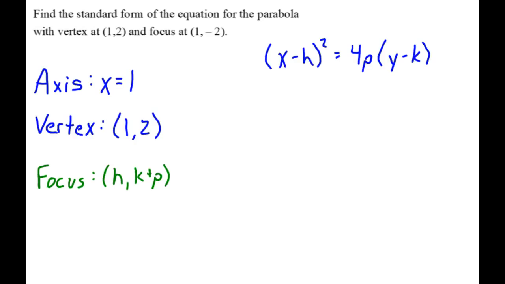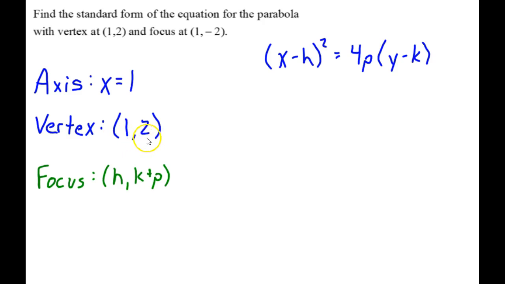Last example, we want to find the standard form of the equation for the parabola with the vertex at (1, 2) and the focus at (1, negative 2). Some of the information we know in this problem, obviously we're given the vertex and the focus, but when looking at them, I noticed that my x values are both 1. So from that information, I know the axis must be x equals 1. If those two x coordinates are the same, the axis has to go through the vertex and the focus, so the axis must be x equals 1.